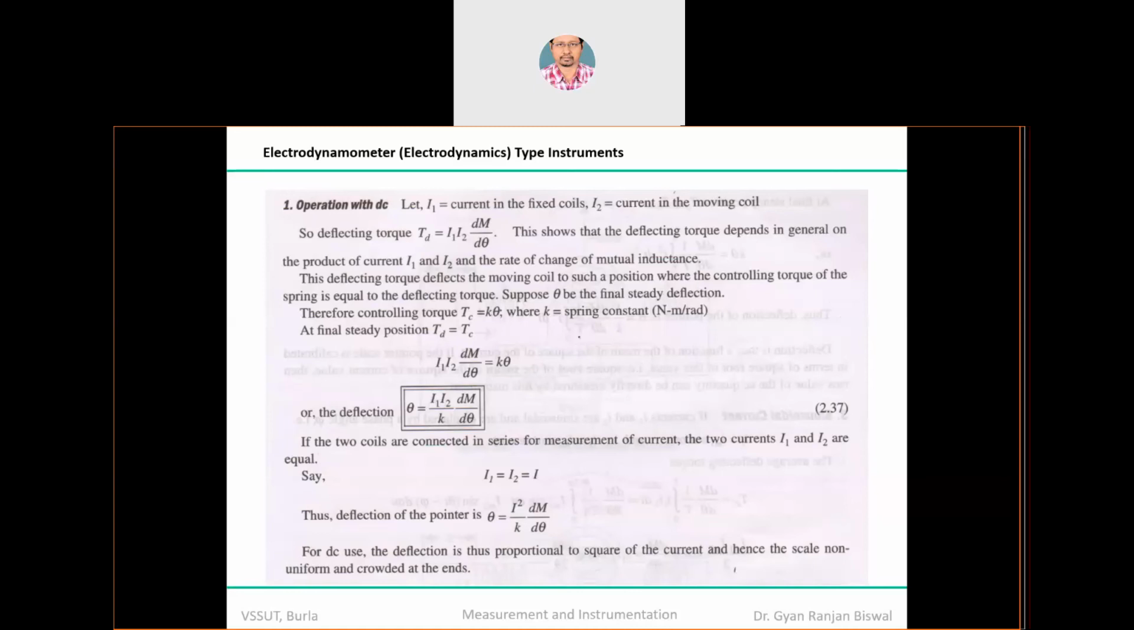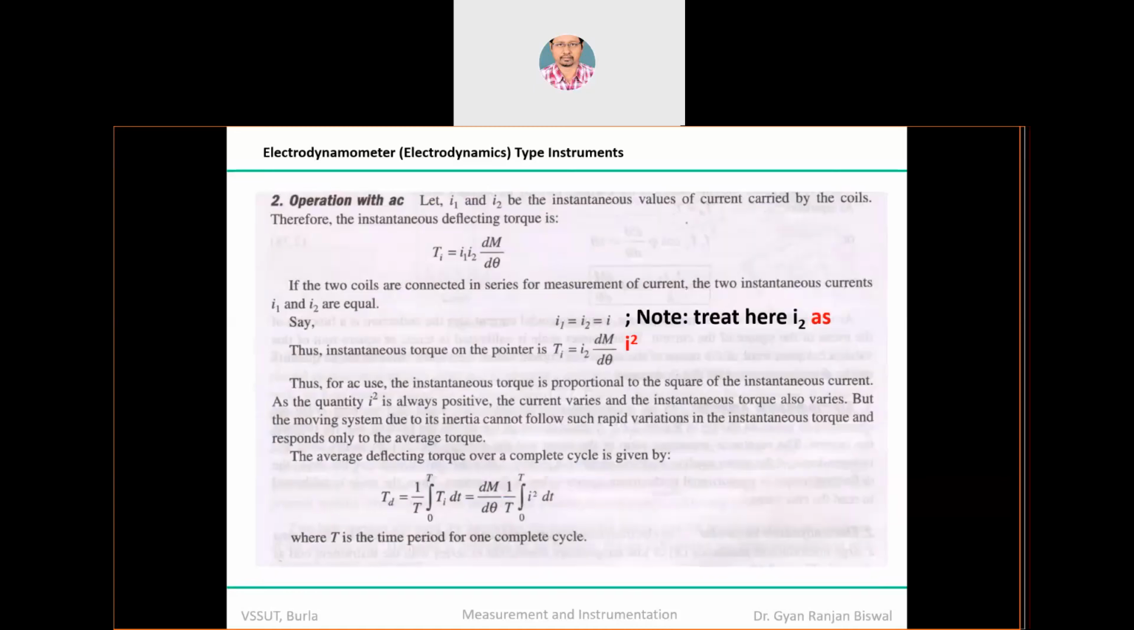That means the pointer can measure the magnitude of the current in proportion to the square of the value. Now let's see how it operates as far as the AC signal is concerned.